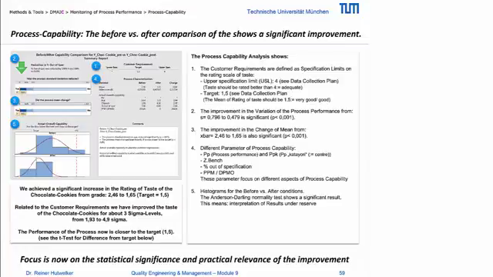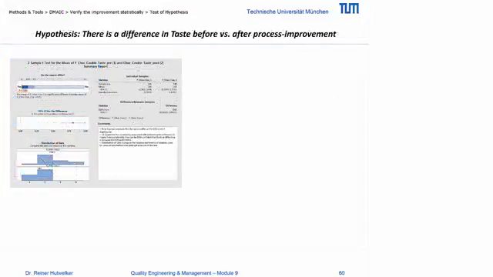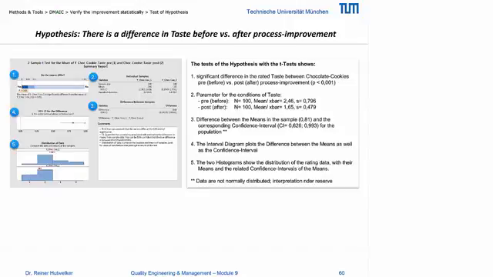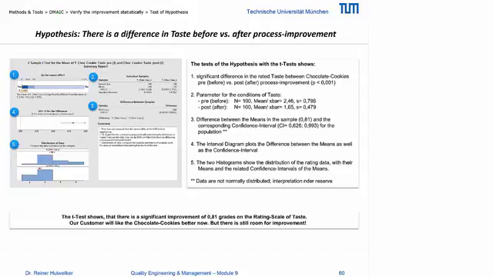The focus is now on the statistical significance and practical relevance of the improvement. Now we check the degree of improvement our measures achieved and test the hypothesis: there is a difference in taste between the states before versus after process improvement. If you now read these results, you will recognize that this t-test led to a significant result. The new cookies taste 0.81 grades better than the old ones, and we are convinced this has a practical relevance for our customer and thus for our bakery.